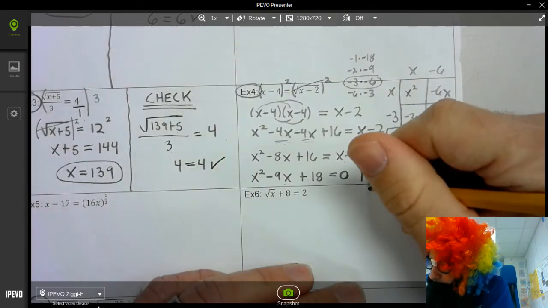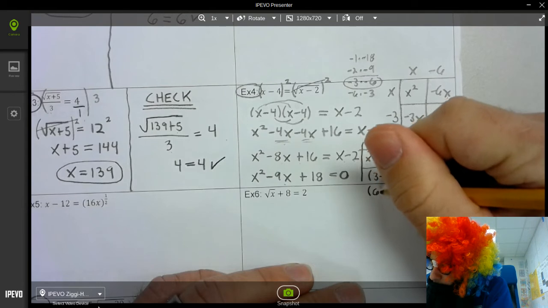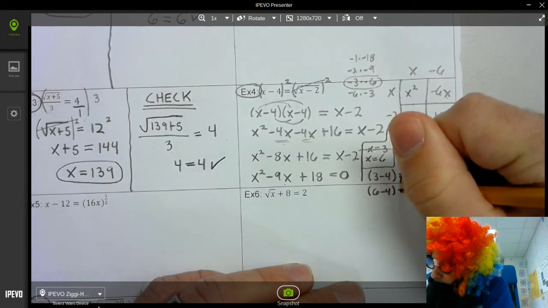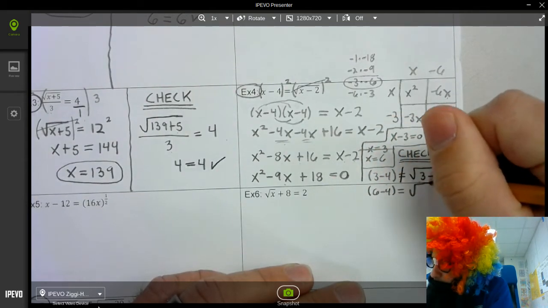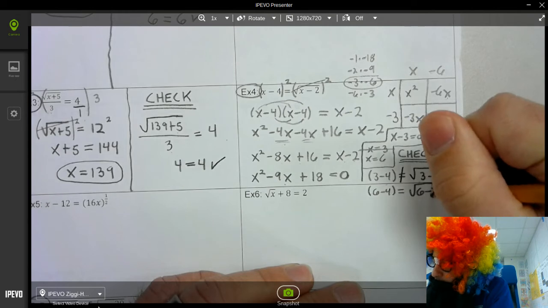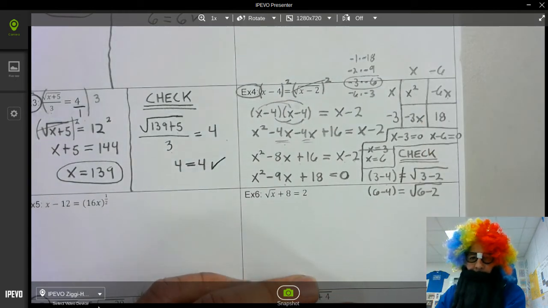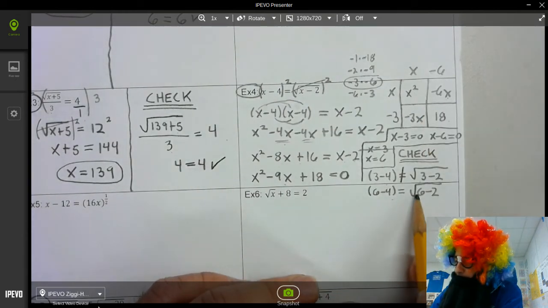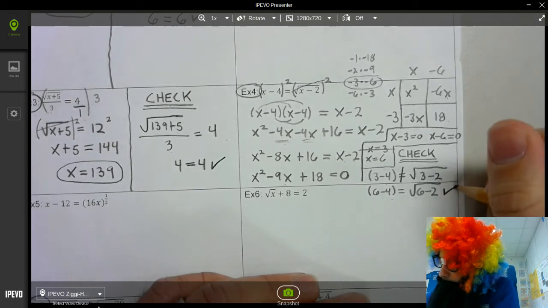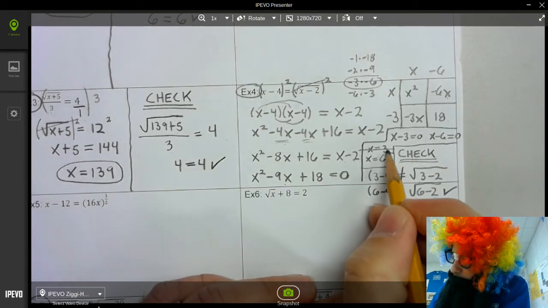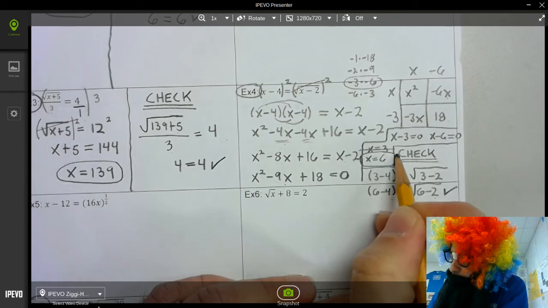So now let's try 6. So 6 minus 4 equals the square root of 6 minus 2. Well, we know 6 minus 4 is 2, 6 minus 2 is 4, square root of 4 is 2, so 2 equals 2. So x equals 6 is our solution.